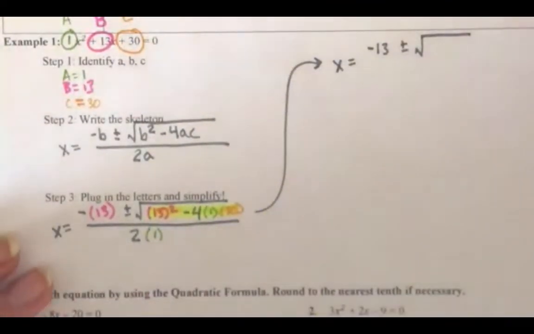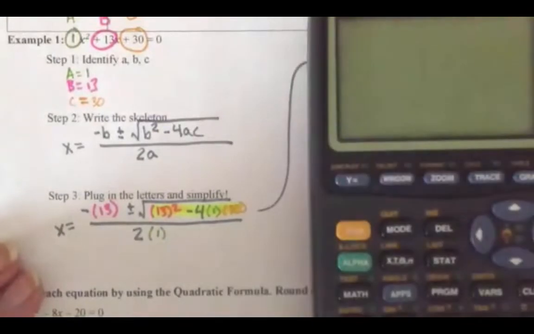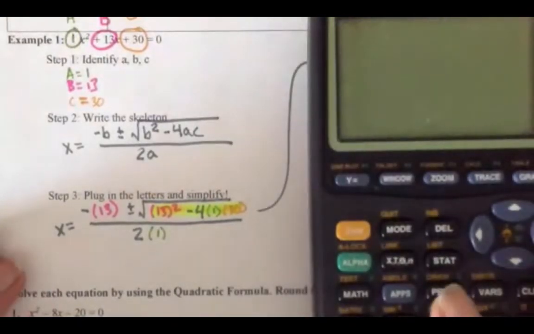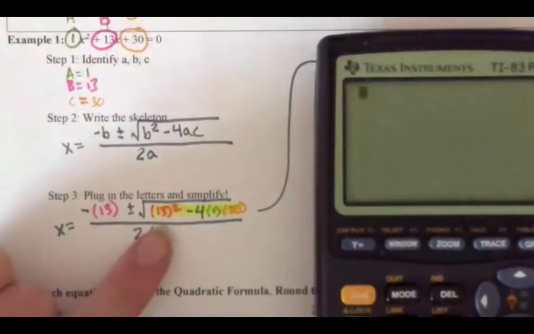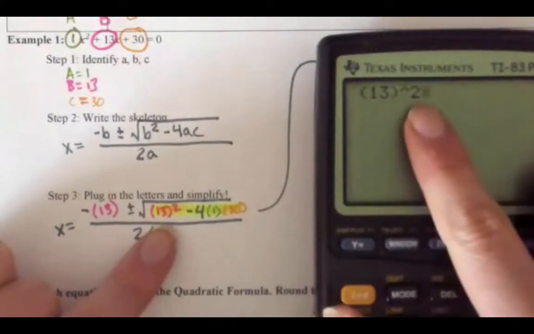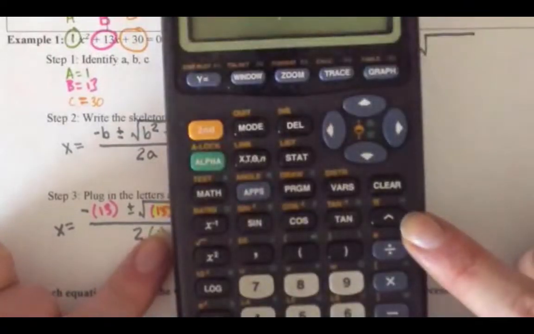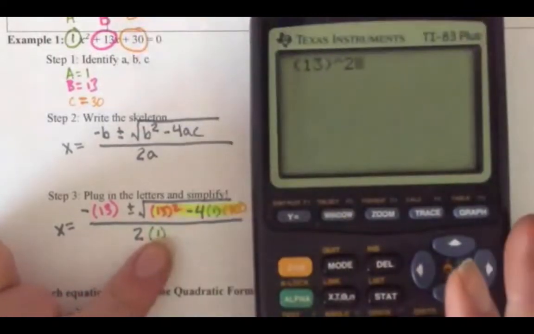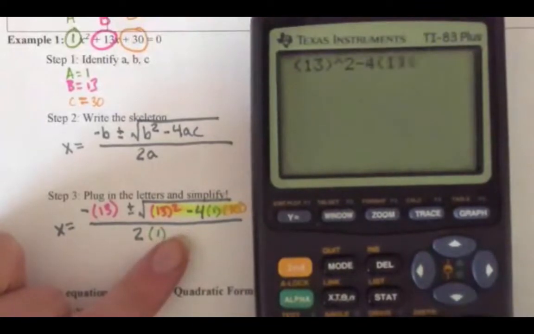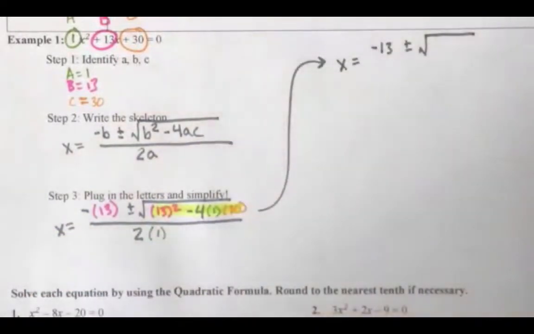I'm going to plug that into my calculator and simplify it. I know some of you are using phones, so it's a little technologically challenged these days. 13 to the power of 2. I did that power sign by using the caret button right here. 13 to the power of 2 minus 4 times 1 times 30. Okay, so that number is 49. It's going to go right here.